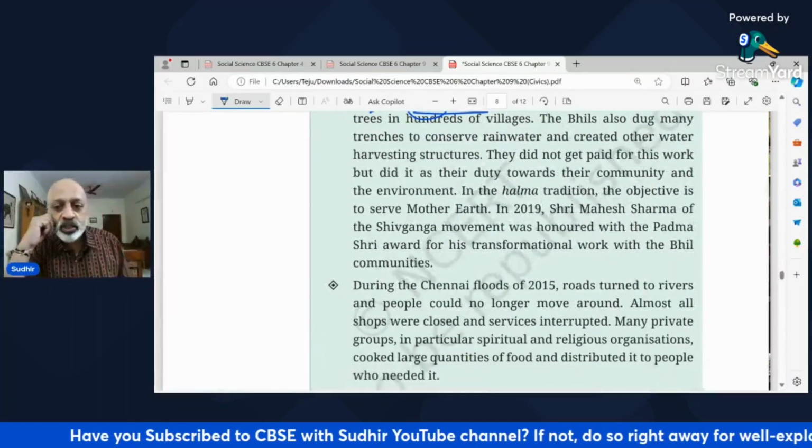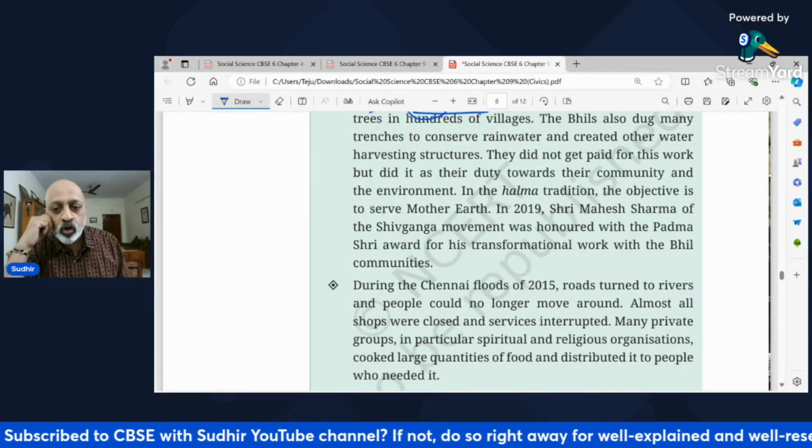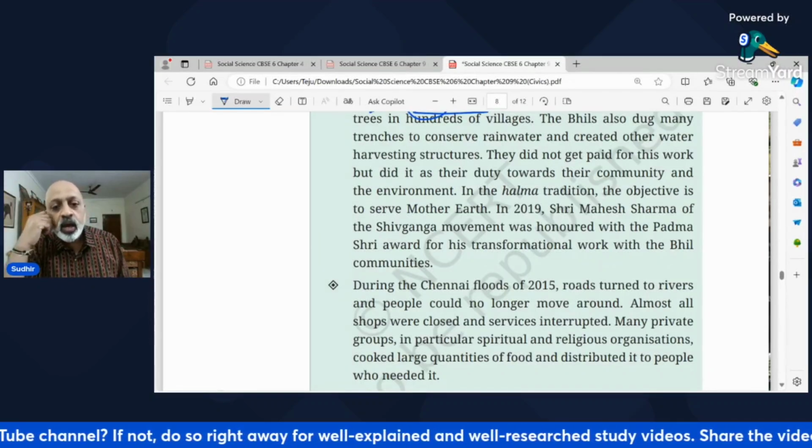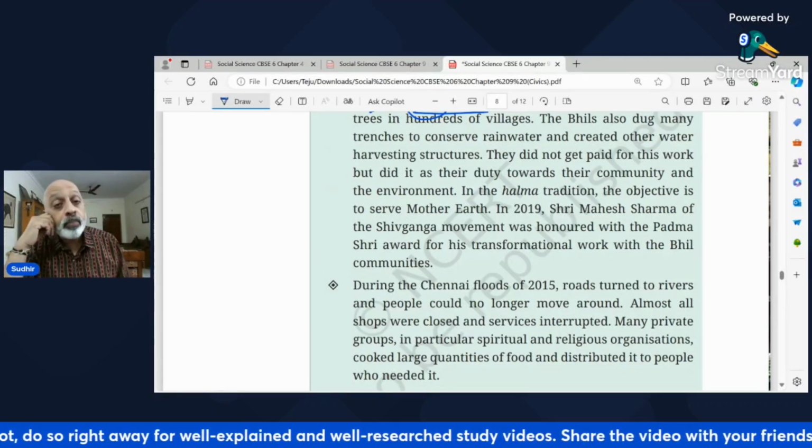In 2019, Sri Mahesh Sharma of the Shiv Ganga movement was honored with the Padma Shri Award from the Government of India, from the President, for his transformational work with the Bhil community.